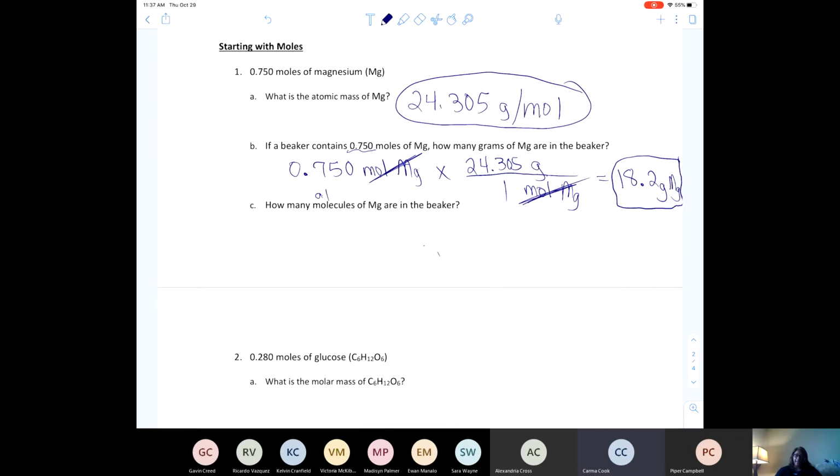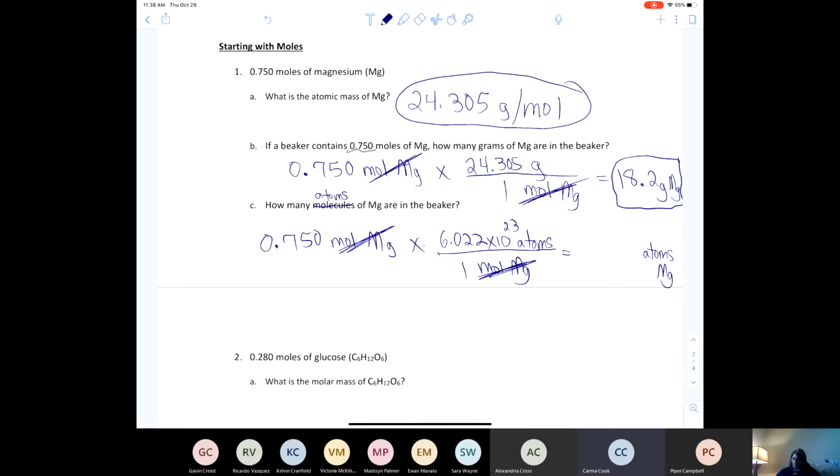And then I can also calculate the number of atoms of magnesium by taking the moles of magnesium and multiplying by Avogadro's number. And the moles of magnesium cancel. And so 0.750 multiplied by Avogadro's number gives us 4.52 times 10 to the 23rd atoms of magnesium.